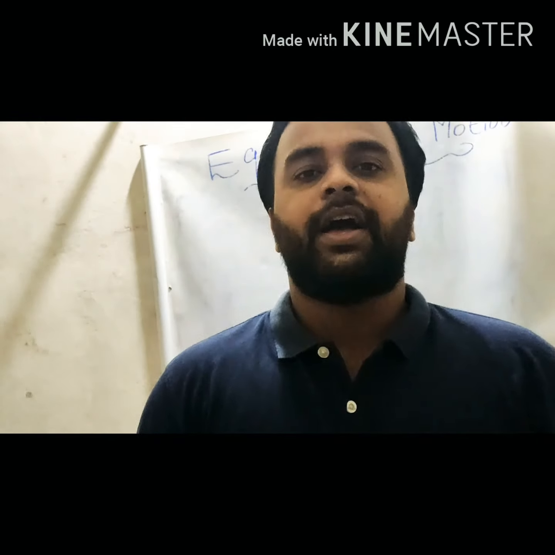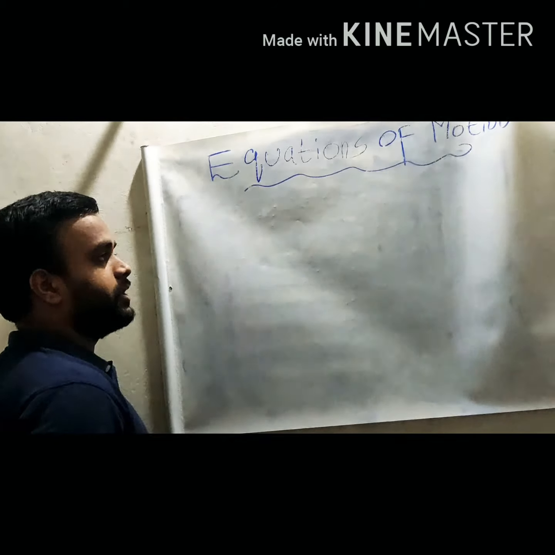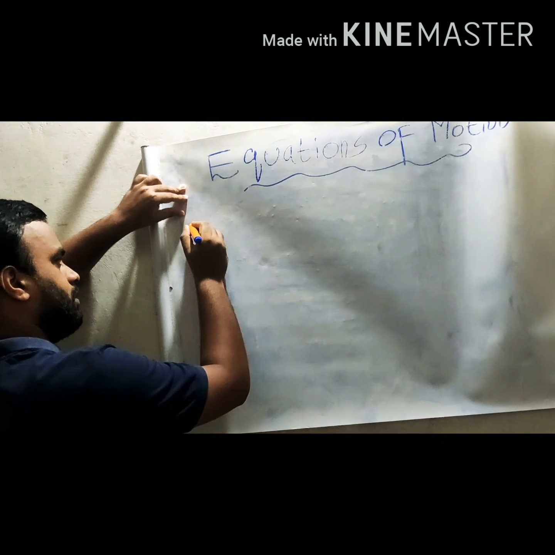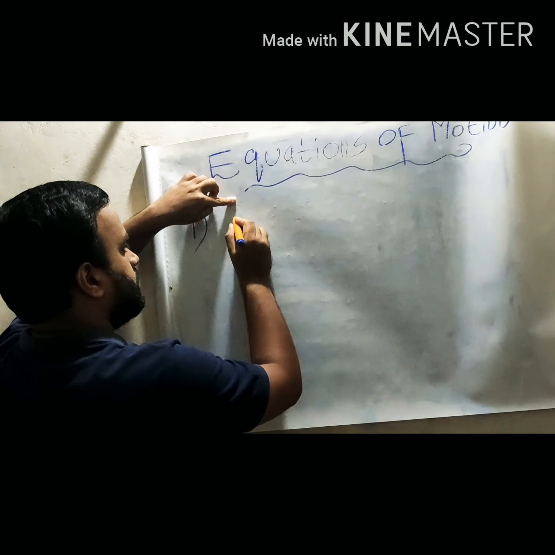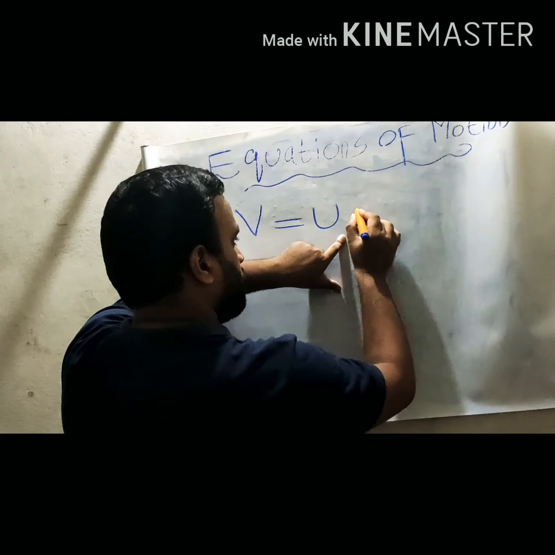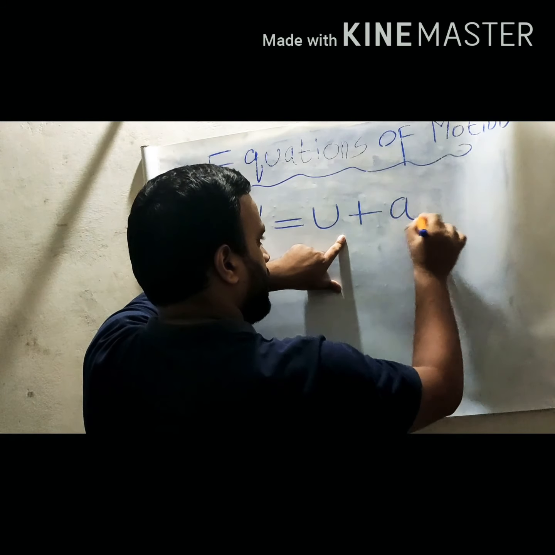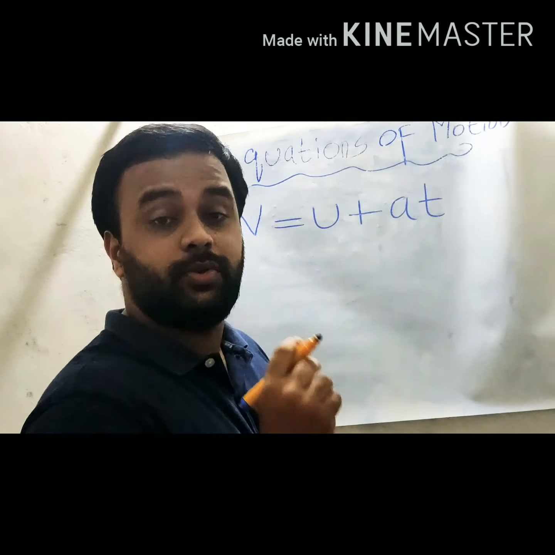I think all of you are ready. Let's learn what the three equations of motion are. The first one is v = u + at. Our first equation of motion is v is equal to u plus at.